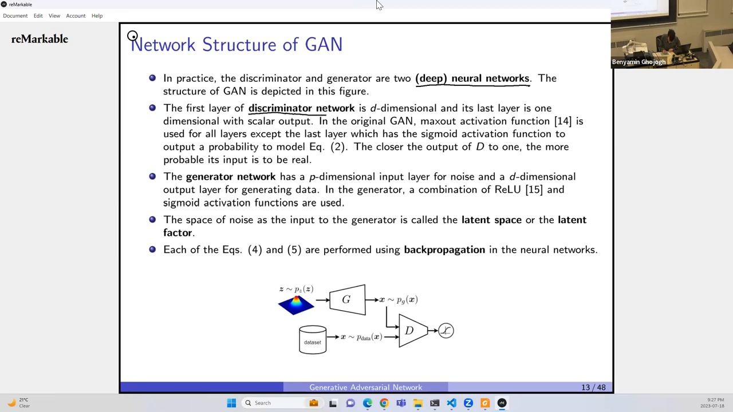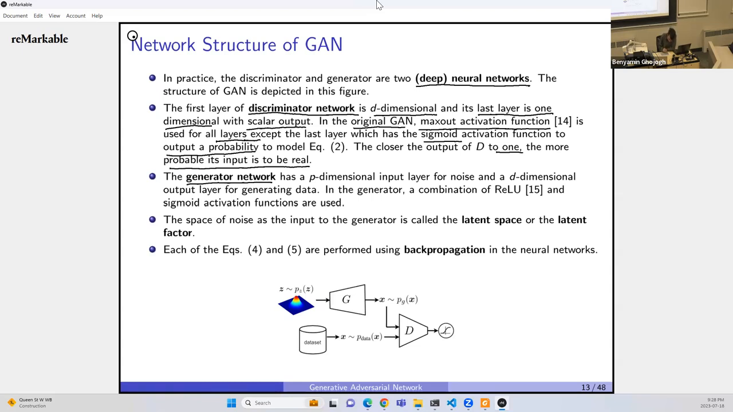The first layer of the discriminator network is d-dimensional. Why? Because it should take the data or generated data. And its last layer is one-dimensional with a scalar output. Why? Because it's a binary classifier. In the original GAN, they used the maxout activation function. Recall the activation function lecture. For all layers, they use maxout. But for the last layer you should use the sigmoid activation function, because it's a binary classification. It outputs a probability of whether it's fake or real. The closer the output to one, the more probable it is to be real.